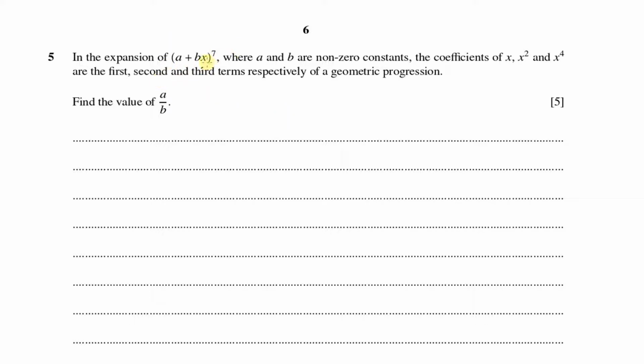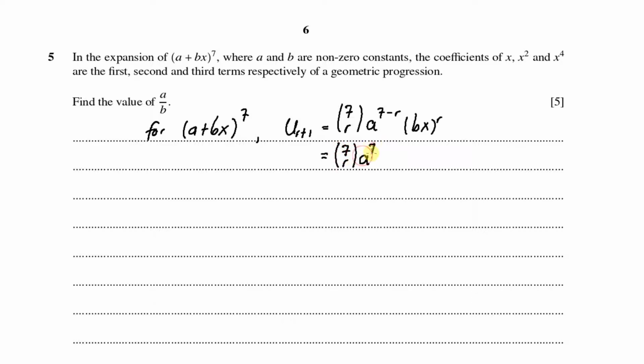So right here, we're going to consider the binomial. That's a plus bx to the power of 7. And we know that the general term of this binomial expansion is going to be given by 7 choose r, a to the power 7 minus r, and bx to the power of r. So we can also express this as 7 choose r, a to the power 7 minus r, then b to the power r, and x to the power of r.